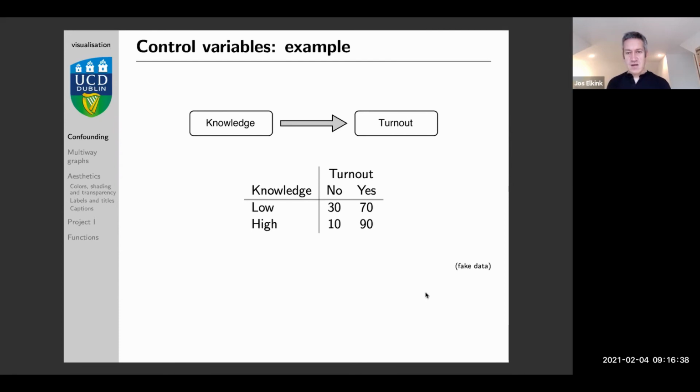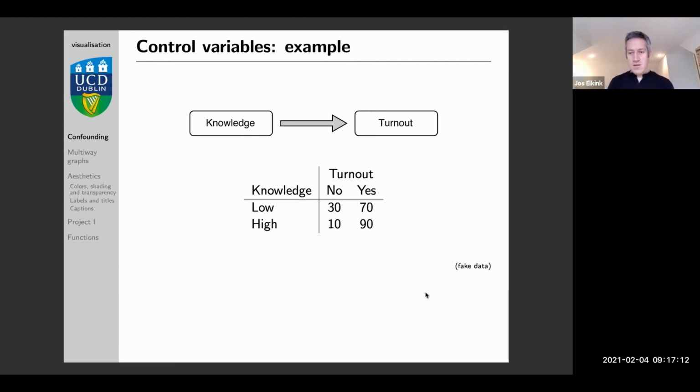To give an example, the numbers here are just made up. They're nonsense. So we might think that knowledge of politics will have an effect on whether you turn out in an election. So we might expect there's a relationship, and we might make a table to see if there's a relationship. And we see indeed that those with low levels of knowledge are less likely to turn out than those with high levels of knowledge. So in this case, 90% of those with high levels of knowledge turn out to vote, and 70% of those with low knowledge. So we see a relationship.